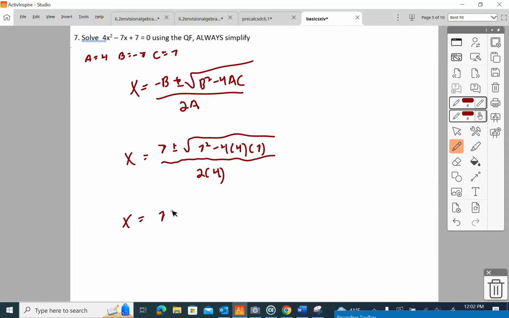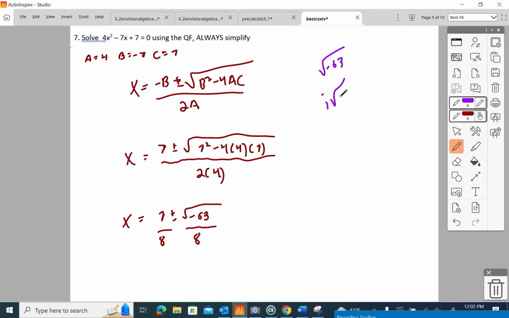X equals 7 plus or minus the root of negative 63, and both pieces are sitting over an 8. Now, off to the side, I think about the negative root of 63.